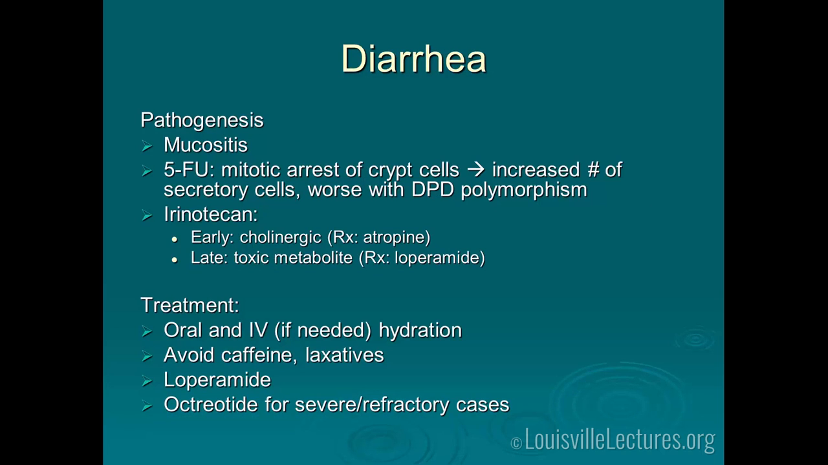Diarrhea can happen after chemotherapy. It can be from mucositis. In the case of 5FU, it can be because of the death of crypt cells. It can be particularly bad in patients who have a DPD polymorphism. Irinotecan is another chemotherapy drug which is notorious for causing diarrhea, and that can be managed with either atropine or loperamide. In general, for patients who have diarrhea after chemotherapy, it can be multifactorial.